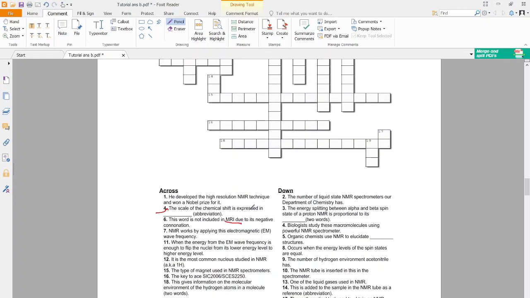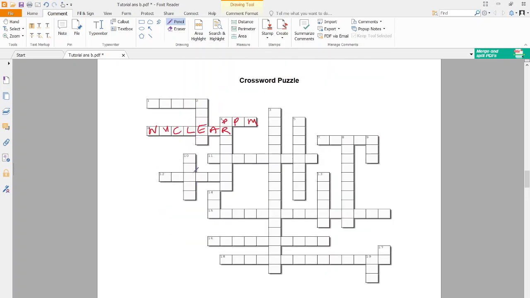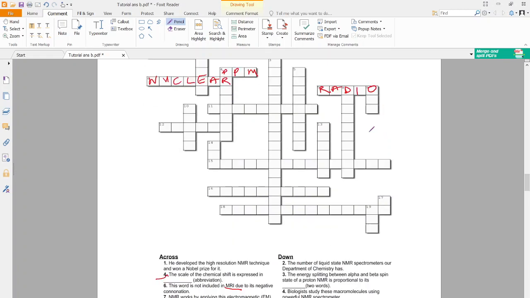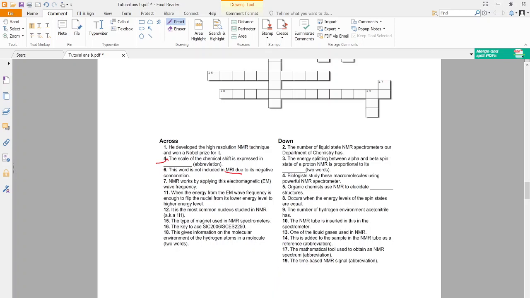So the next clue: NMR works by applying this electromagnetic wave frequency. That's radio frequency, right? So we have here radio. I'm only going to give you, for today's lecture, only this video. There are no slides or anything. I'm only going to give that.